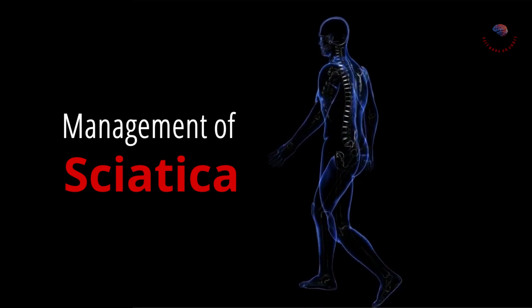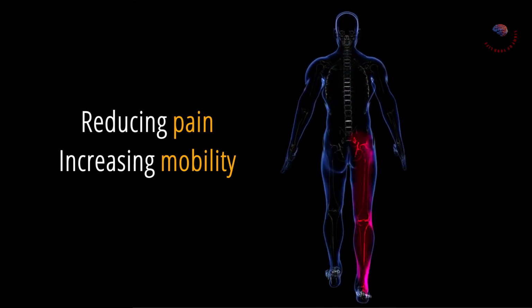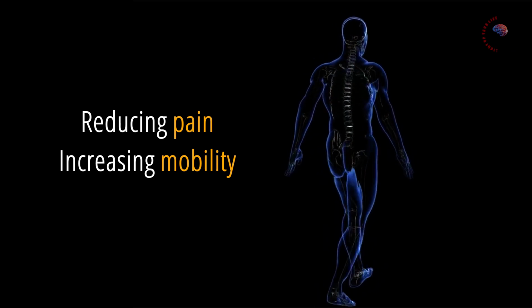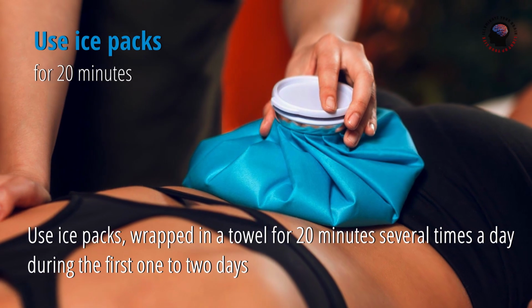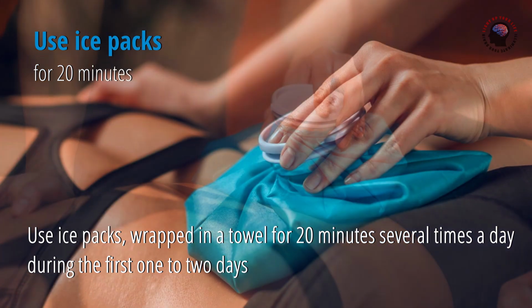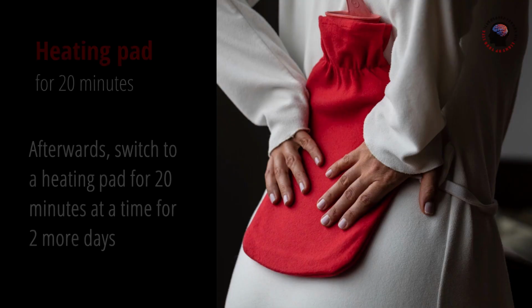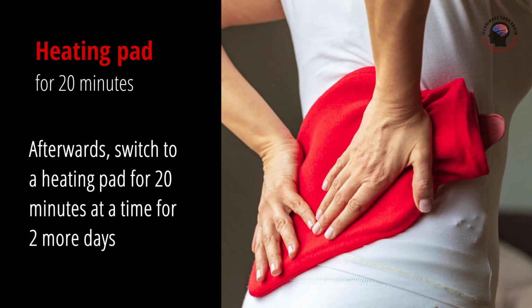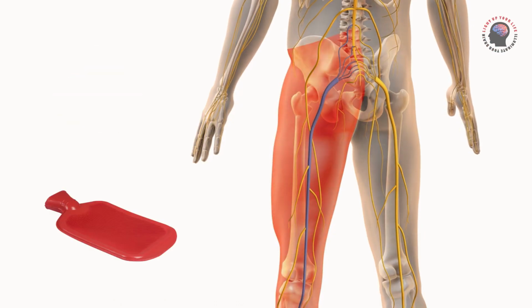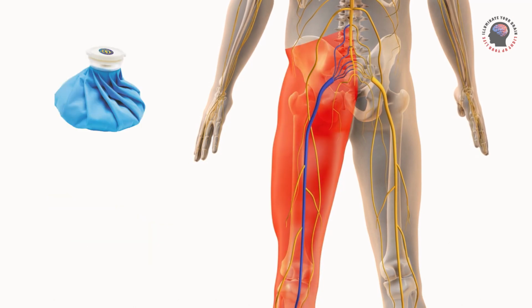Management of sciatica. Managing sciatica involves reducing pain and improving mobility. You can try self-treatment for mild cases. Use ice packs, wrapped in a towel for 20 minutes, several times a day, during the first 1 to 2 days. Afterwards, switch to a heating pad for 20 minutes at a time for 2 more days. If you're still in pain, switch between hot and cold packs, whichever best relieves your discomfort.